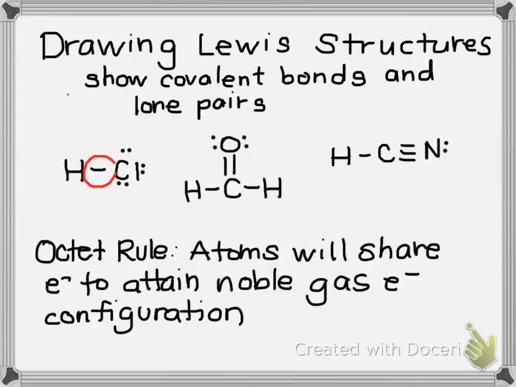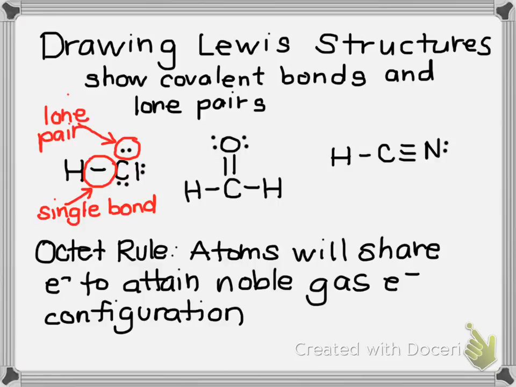So a single line like this represents a single covalent bond. So this is a single bond here, and a single bond would contain 2 electrons. So a single line like that is a single bond, and it contains 2 electrons. These are lone pairs here, just like when we drew the Lewis structures for an atom. I'm going to write this has 2 electrons.